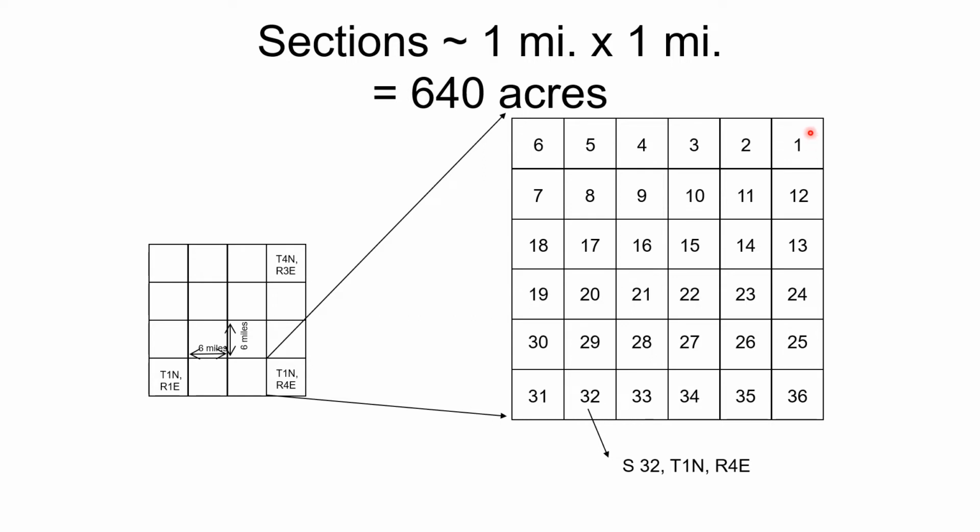These sections are numbered in a special way. So they all start in the northeast corner of the township and then are numbered in a serpentine fashion like this. So presumably they laid these out and just surveyed their way along in a serpentine fashion until they get to 36th in the southeast corner. So all townships have their sections numbered in this manner. Okay, so now the legal description, for instance, of this section is Section 32, Township 1 North, Range 4 East. That's the legal description of this section.